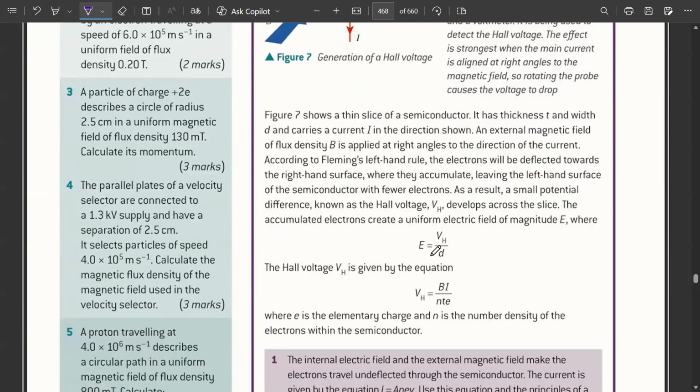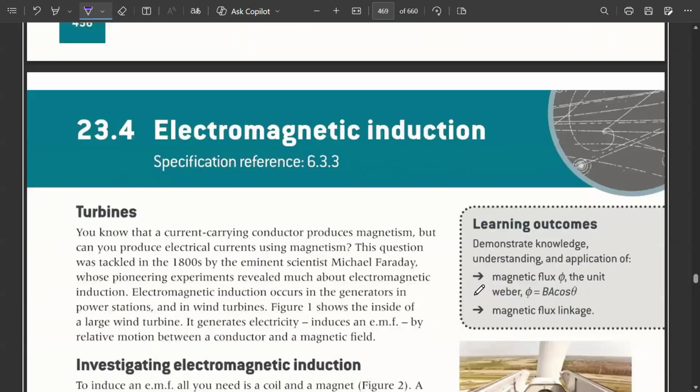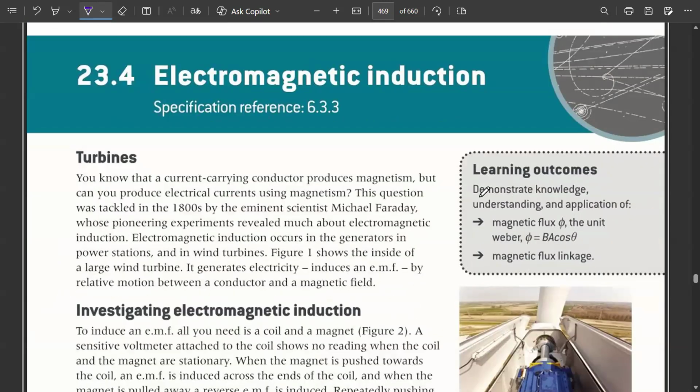And there's also a specific method to calculate Hall voltage. Hall voltage is equal to E multiplied by d, or you can rearrange the equation so that E is equal to Hall voltage divided by d. Not exactly part of your syllabus currently.